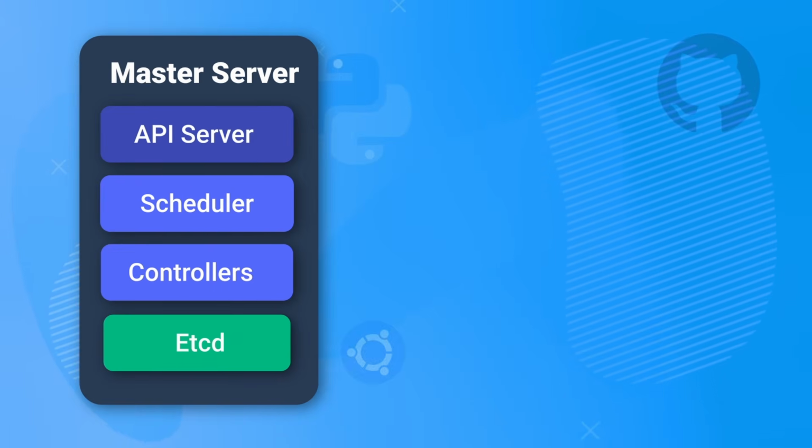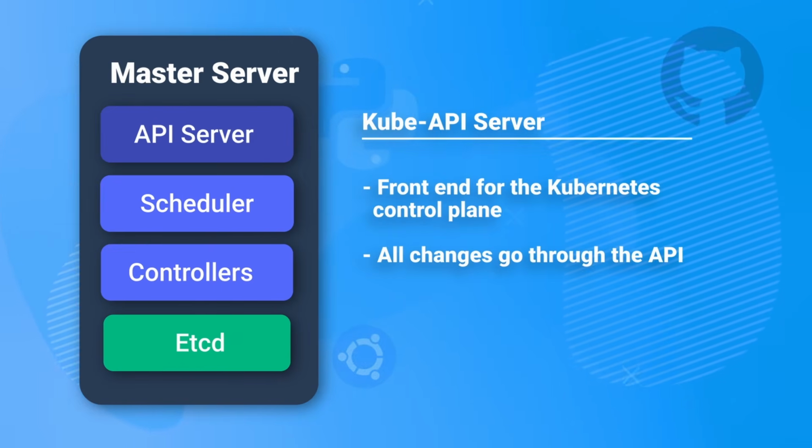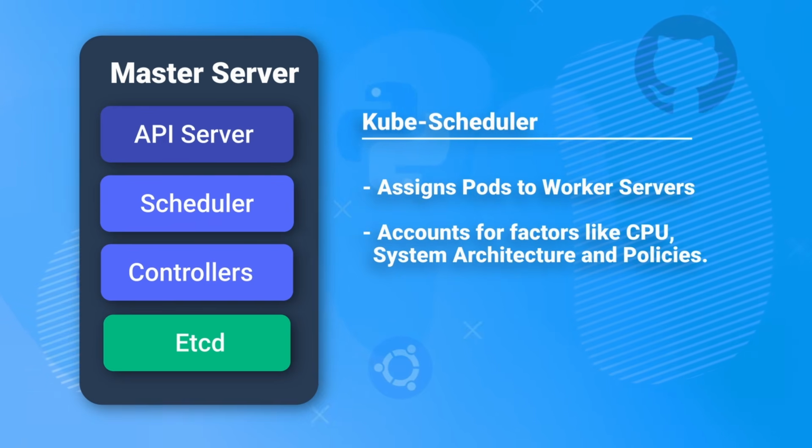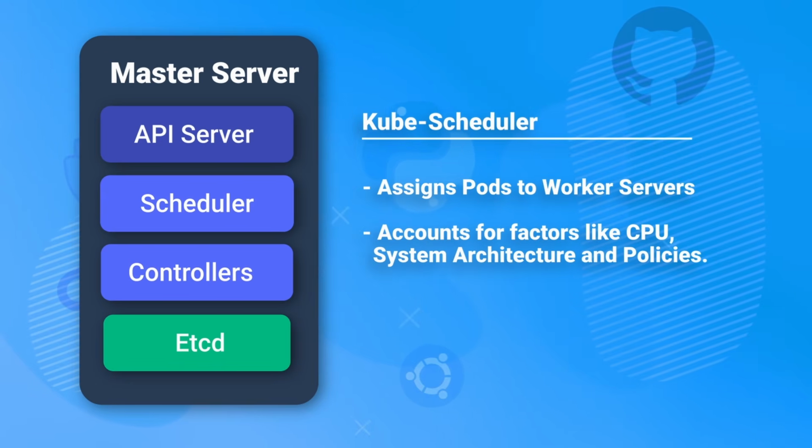The API server is the front end for the Kubernetes control plane. When you make any changes to Kubernetes using kubectl or the web GUI, you are talking to the kube API server. The kube scheduler watches for newly created pods with no assigned node, and selects a node for them to run on. Many factors are taken into account for scheduling decisions, such as resource requirements and policies.